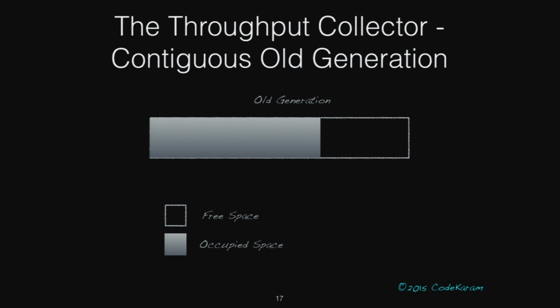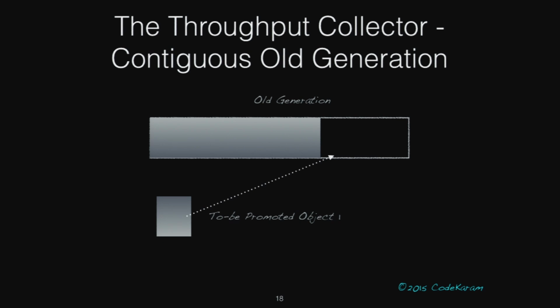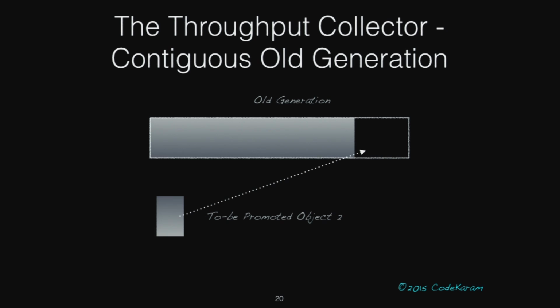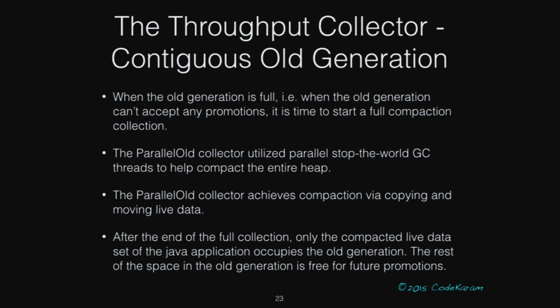Now let's look at the old generation for the throughput collector. It's a contiguous space. In this particular scenario, I have shown something that has a lot of promotions into it already. The occupied space is gray, and the unoccupied, the free space, is no color, I guess. Now we have a to-be-promoted object 1 that is of a particular size, it finds the space there, and it fits in nicely. So now the heap looks like this. Now we have a second object to be promoted, fits in nicely, third object fits in nicely. So what are we observing?